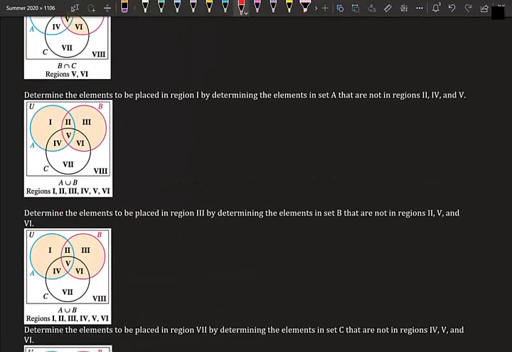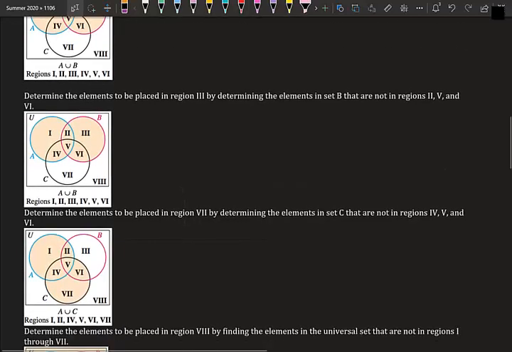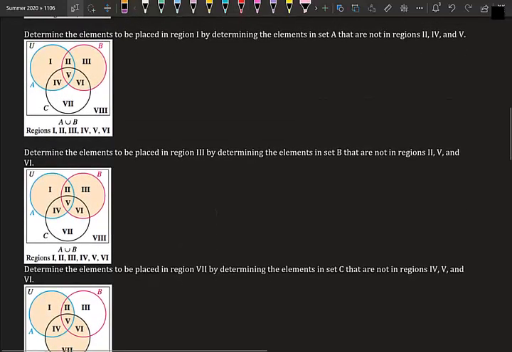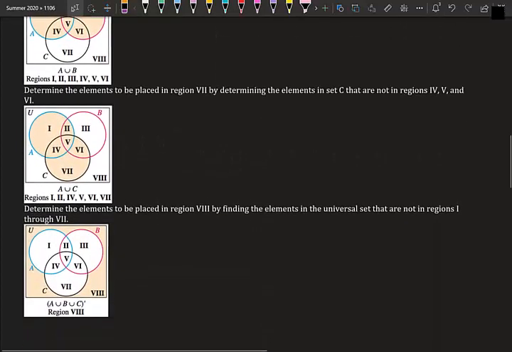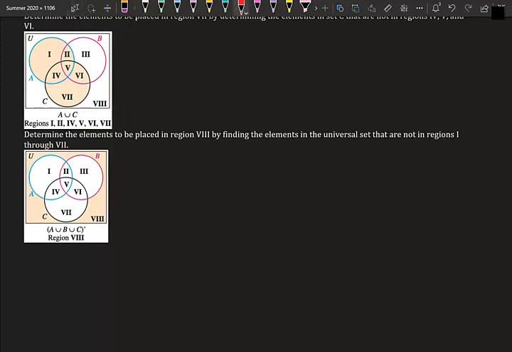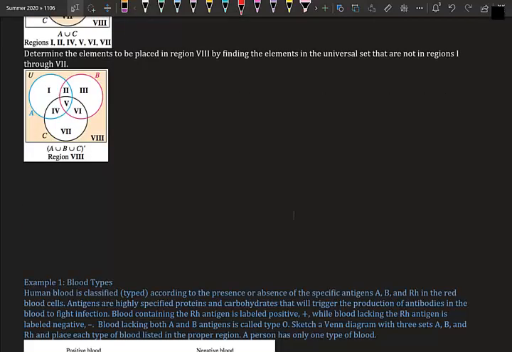1, 2, 3, 4, 5, 6, that's A union B. I did that twice. All right, 1, 2, 4, 5, 6, 7 is A union C. And then the complement of A union B union C is the universal box, which is region 8.